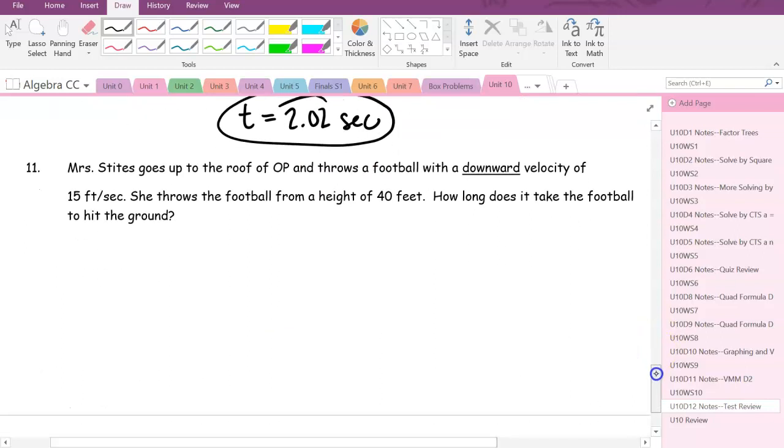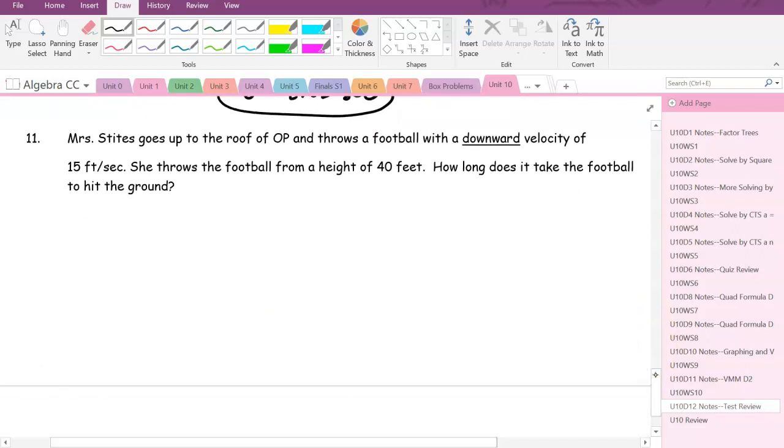Okay. Mrs. Stites, that's me, goes up to the roof of a plane and throws a football with a downward velocity of 15 feet per second. That does not seem very safe. I don't think I would really do that. She throws the football from a height of 40 feet. How long does it take the football to hit the ground? All right, let's find out in this very unlikely scenario.